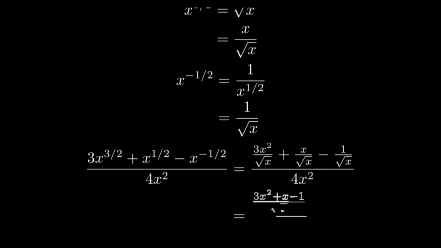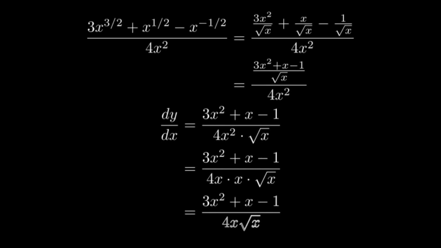Combining these terms with a common denominator of the square root of x, we get the numerator as 3x squared plus x minus 1, all divided by the square root of x. So our final derivative is 3x squared plus x minus 1, all divided by 4x times the square root of x.